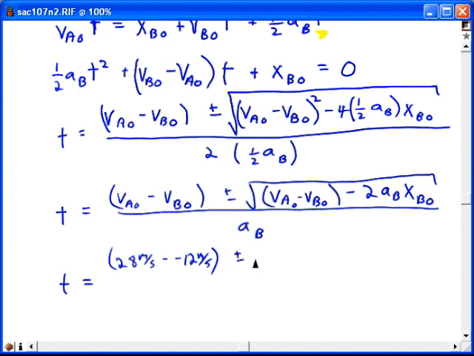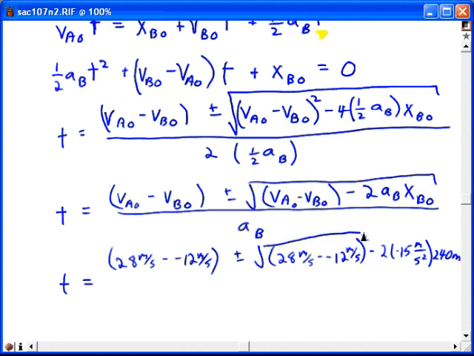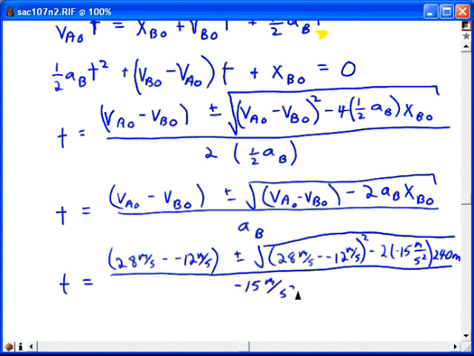Then plus or minus the square root of that same pair of values squared, minus the acceleration, which was 2 times a minus 15 meters per second squared, times the xb0, which was 240 meters. All divided by our acceleration, which was minus 15 meters per second squared.